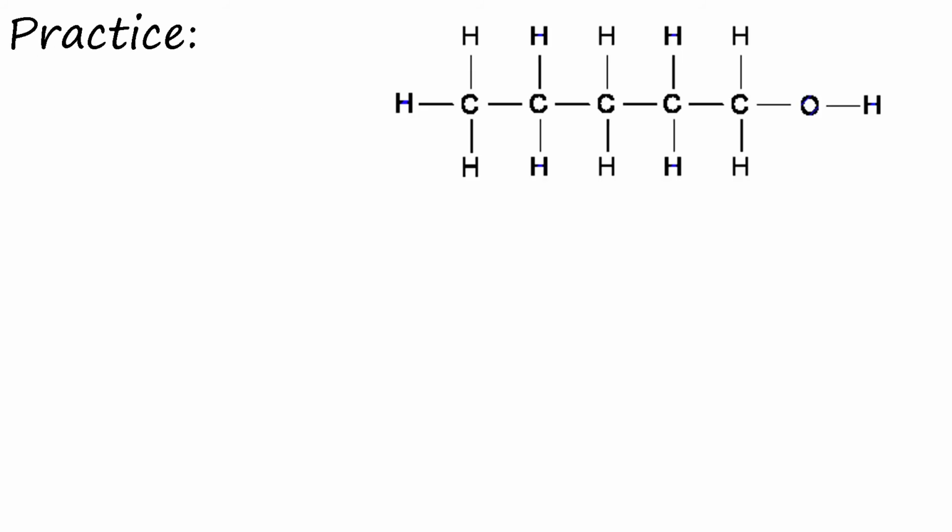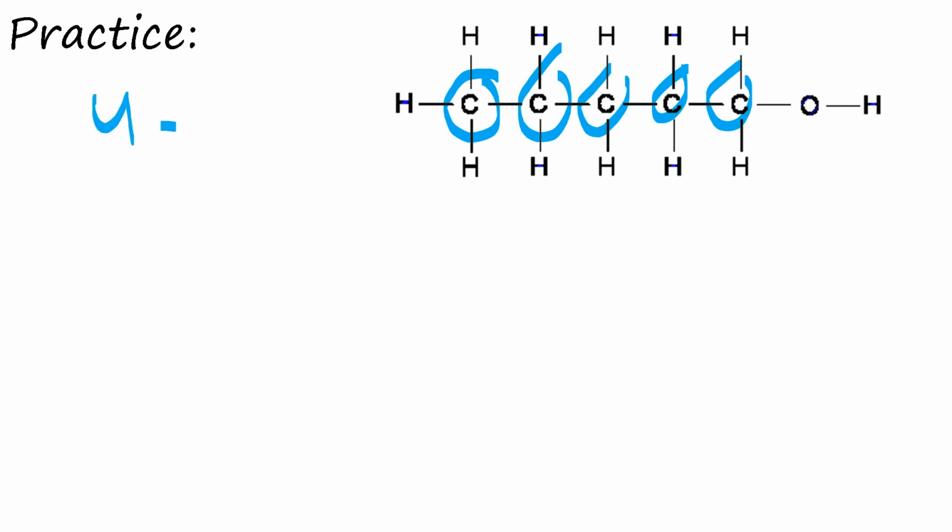I highly suggest that you pause the video now and try to draw the skeletal structure for this one by yourself. Now the first thing that we have to do is count the number of carbons in the parent chain. Here we have 1, 2, 3, 4, 5. Now let's find the number of lines. We just have to subtract 1, so we're gonna have to draw a total of 4 lines. We have 1, 2, 3, 4 lines.